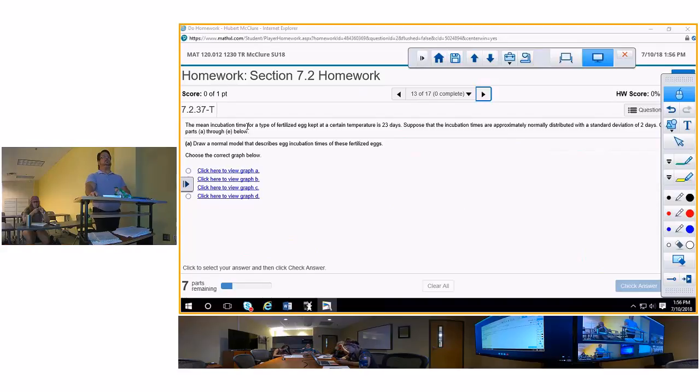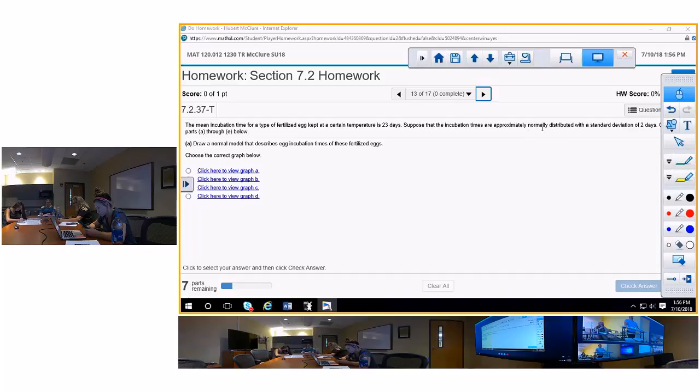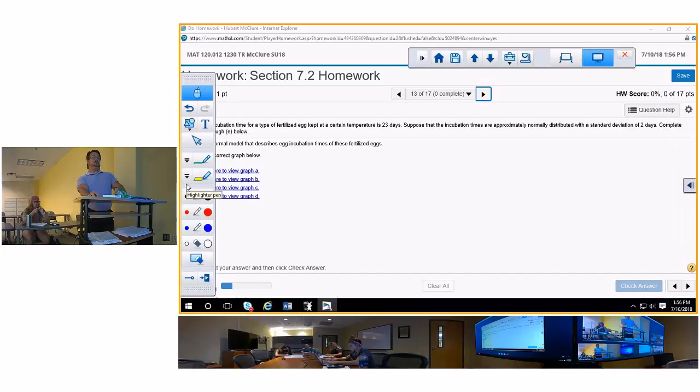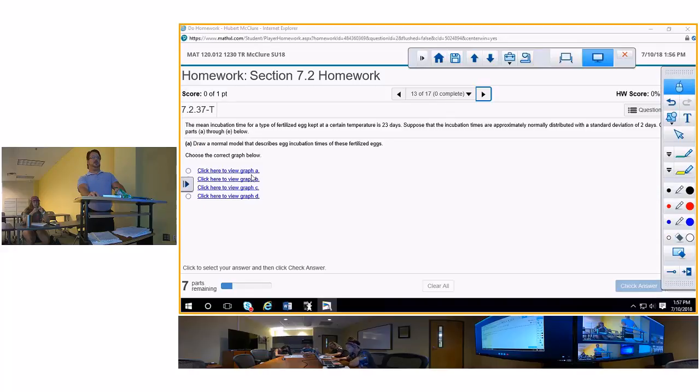A mean incubation time for a type of fertilized egg is 23 days. Suppose that the incubation time is normally distributed with a standard deviation of 2 days. Okay, first they want you to draw a picture of it, I guess. I've never seen this question before. I've never seen this review. Graph A, graph B, I've never seen that. Okay, so let's draw a picture.